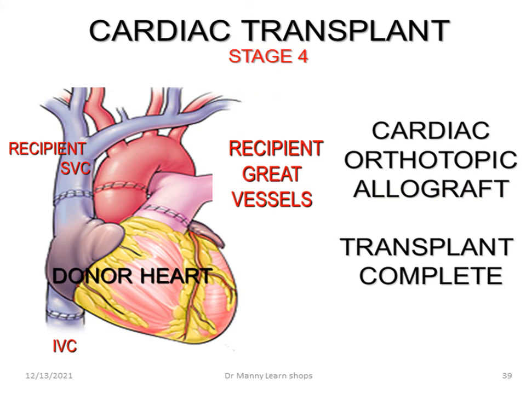Then in stage 4, the cardiac orthotopic allograft is complete. Orthotopic just means the heart is actually replaced. You've got other types of cardiac transplant where the donor heart is actually joined to the recipient's heart. But orthotopic basically means the recipient's heart is removed completely. The donor's heart is joined to the great vessels. So you can see the donor's heart is joined to the recipient superior vena cava, inferior vena cava, aortic root, and pulmonic root.